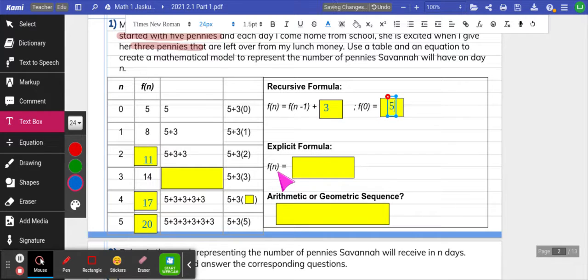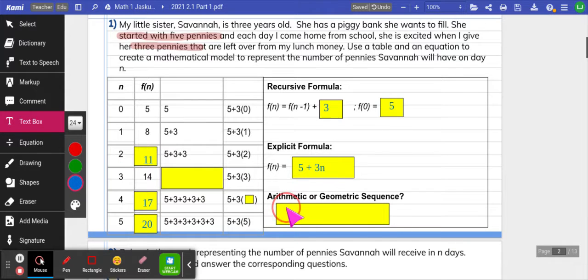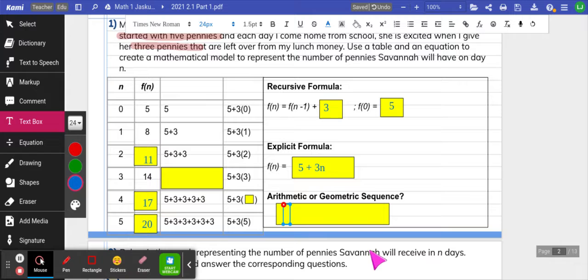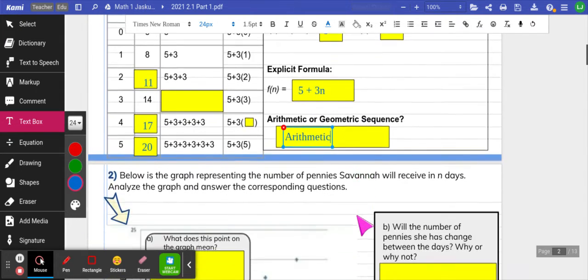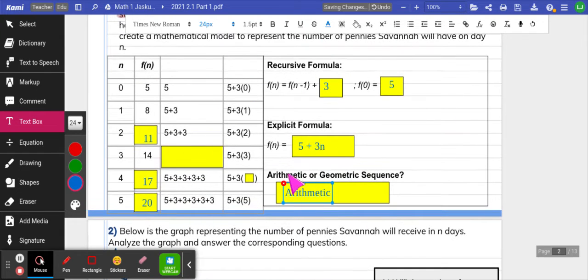Our explicit formula, it started with 5 pennies at day 0, and you're adding 3 pennies. So remember, when you're adding repeatedly, that's multiplication. So 3 times the number of days that go by, and then the 5 pennies that she had originally. You can also see that in the fourth column, that the number of times you add 3 is the same as n. So is this arithmetic or geometric? It is arithmetic. Okay, so this is all review from Module 1.